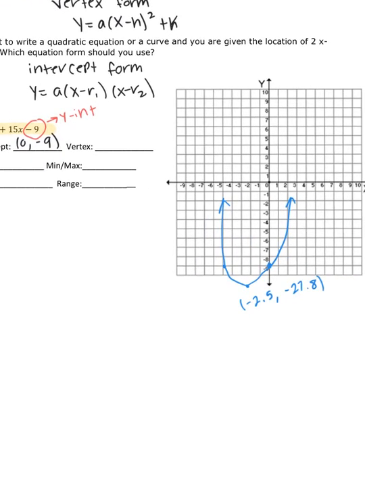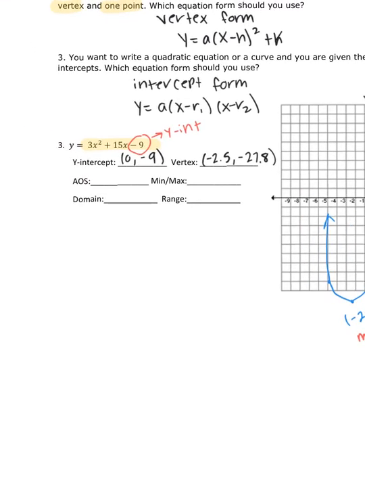So when it says vertex, remember that you can go to graph, trace, and then keep going. Since this point is at the bottom of the graph, your calculator is going to say the word minimum when you hit the point. So my vertex is -2.5, -27.8. Your axis of symmetry is always x equals whatever the x value of the vertex is. So you're pulling that number and you're putting it there. So we've got x equals -2.5.